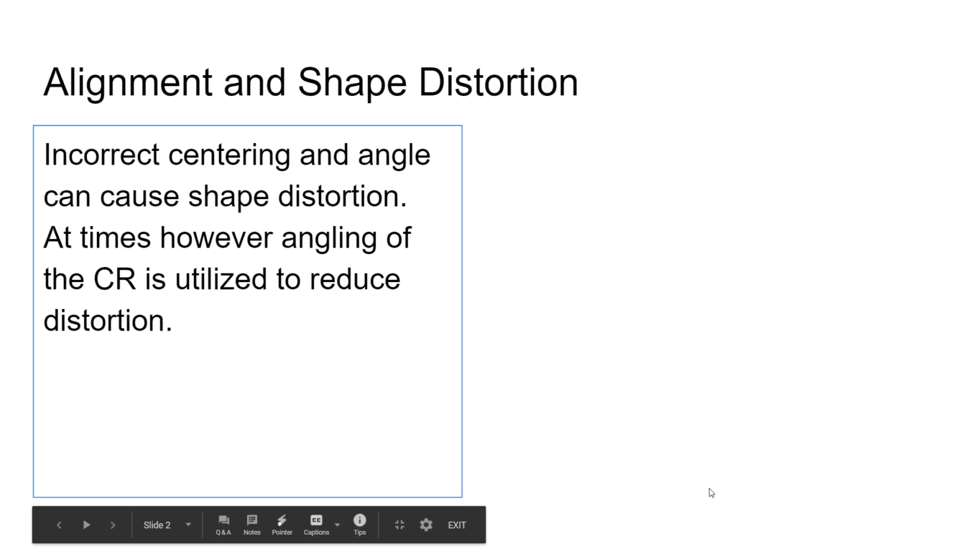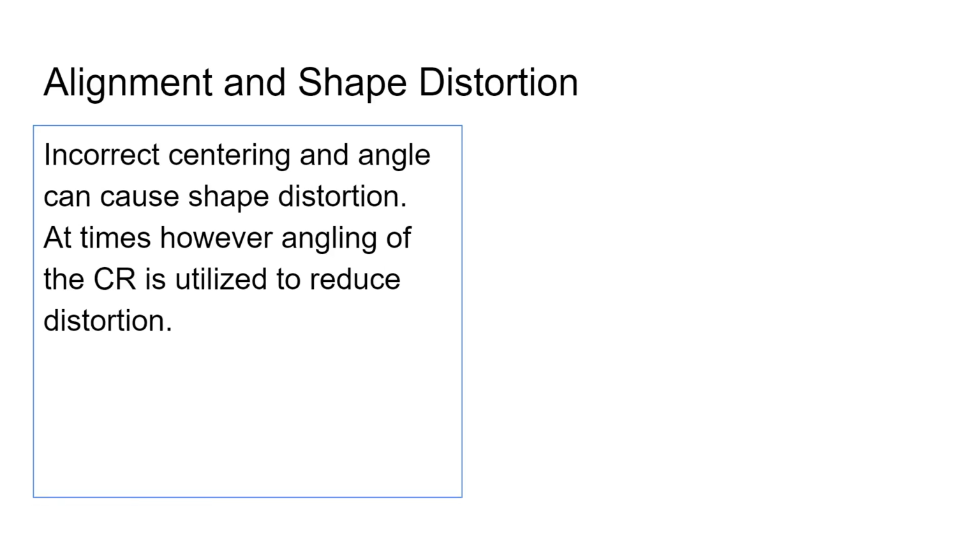Okay, alignment and motion. So incorrect centering and an angle on the tube can cause shape distortion. This is nothing new. We did this in the lab too, right? We actually didn't even angle the tube. We just misaligned. There's a slide like that in here coming up soon.